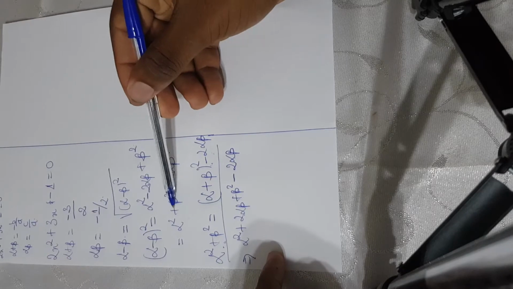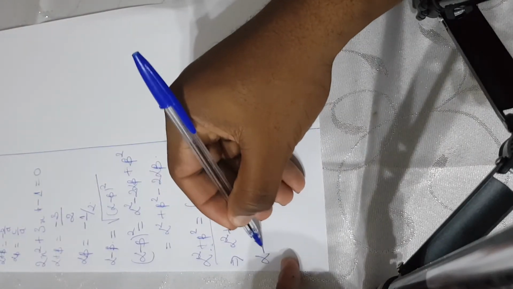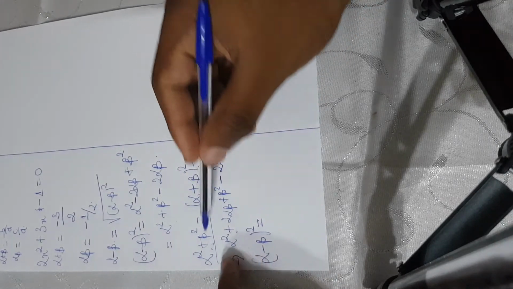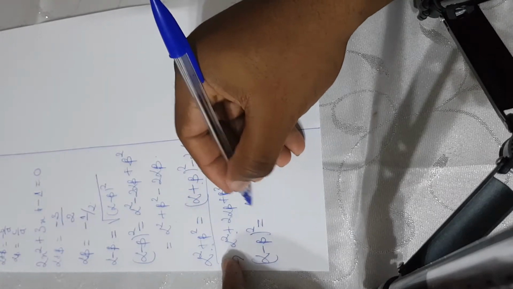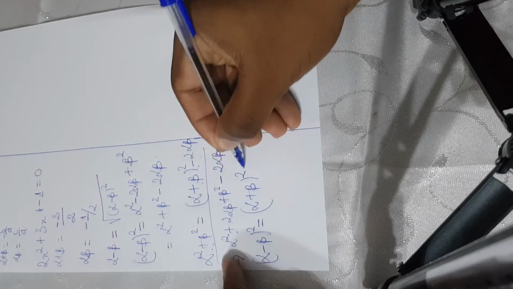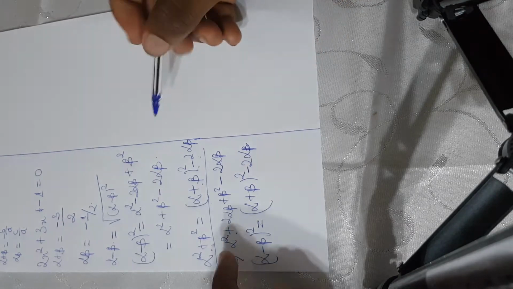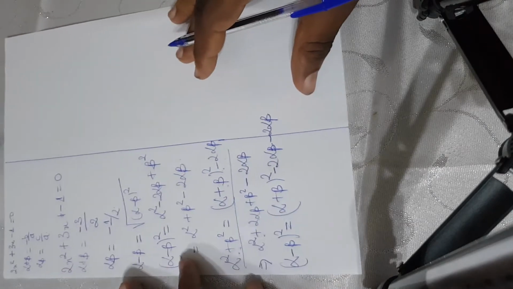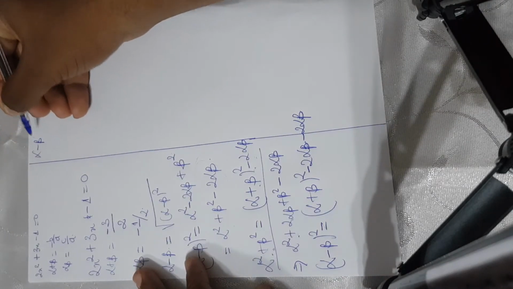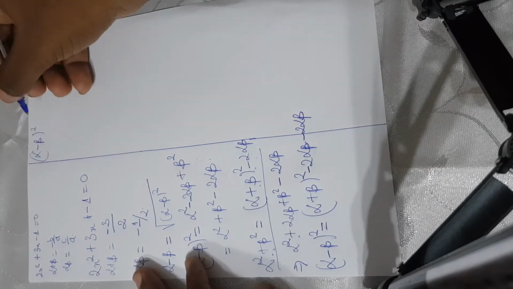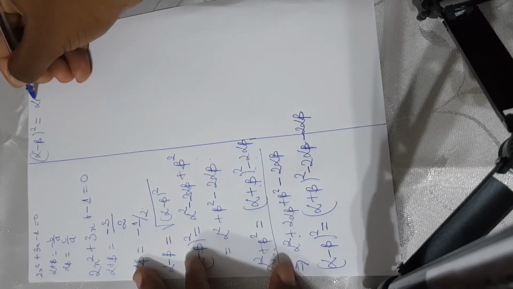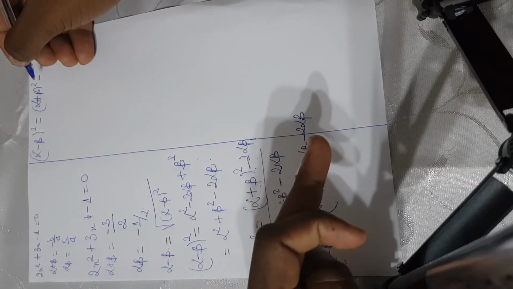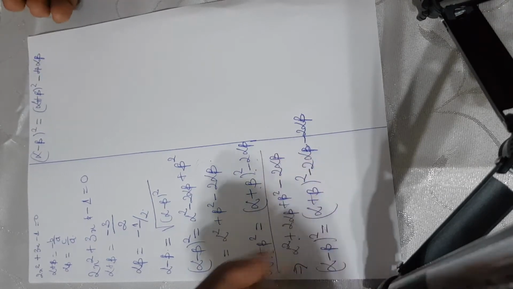When I substitute it back into this equation, alpha minus beta all squared is equal to alpha plus beta all squared minus 2 alpha beta, and I still have the other minus 2 alpha beta. So my alpha minus beta all squared is equal to alpha plus beta all squared minus 2 alpha beta minus 2 alpha beta, which is minus 4 alpha beta. I can now substitute back.